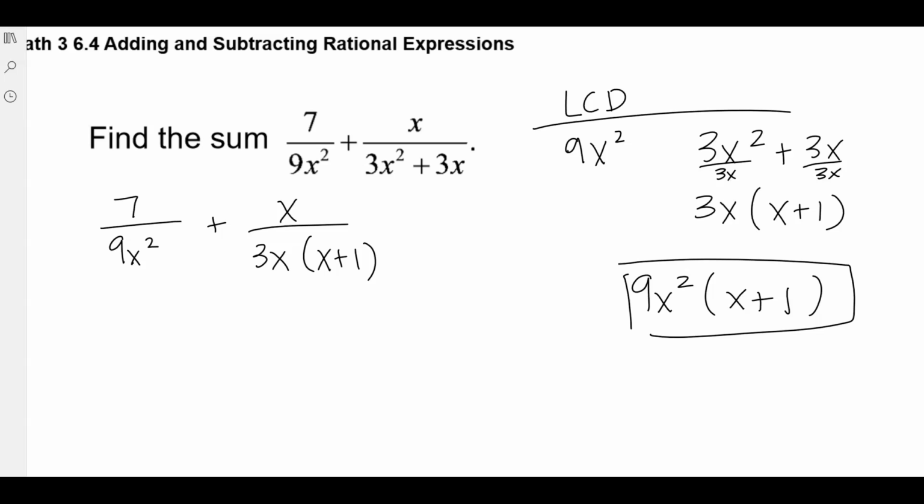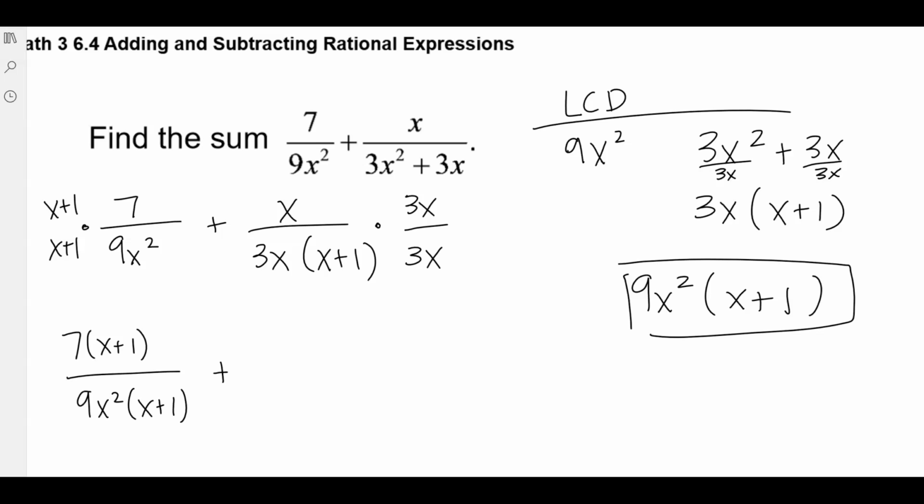So now we have to multiply this by x plus 1, and what you do to the top you have to do to the bottom, and then this one by 3x because we want to make it a 9x squared. So you'll have 7 times x plus 1 over 9x squared times x plus 1, plus 3x squared over 3x times x plus 1, or 9x squared. Oh, I keep forgetting that. Okay.